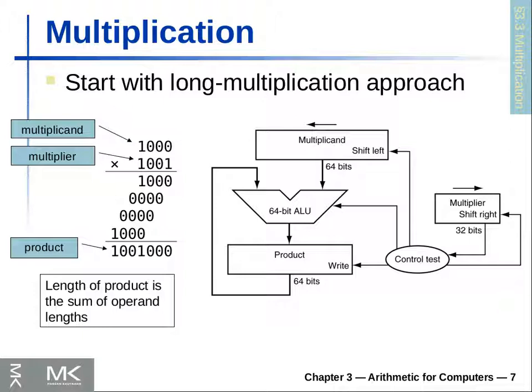So 1,000 multiplied by 1,001. Of course, these are in binary. Hopefully y'all remember how you do multiplication. You just multiply by the first digit, put it here, shift over, multiply again, and you add them all up. Everyone remember that? Good refresher. All right, so our first multiplication hardware is going to look very similar to this.